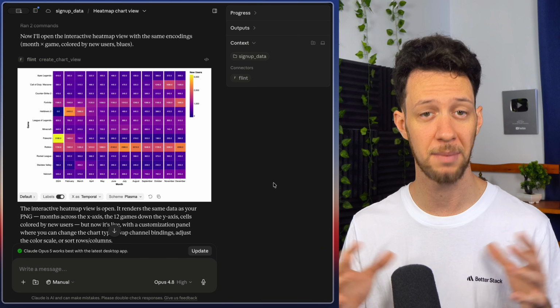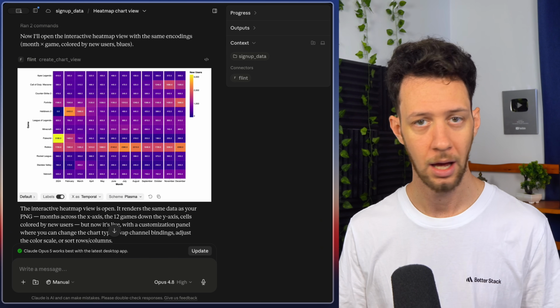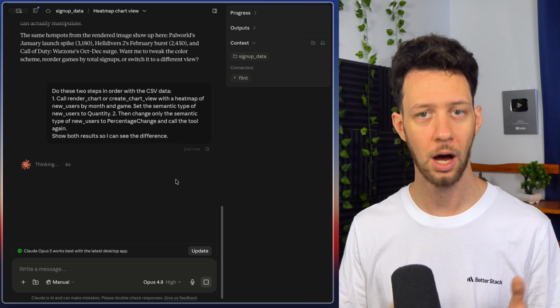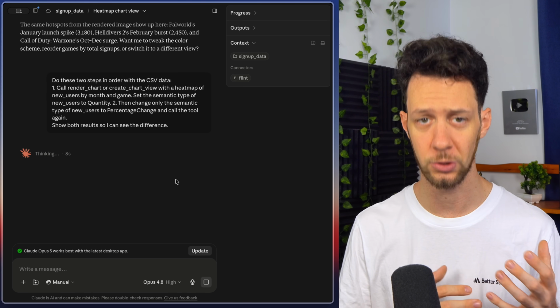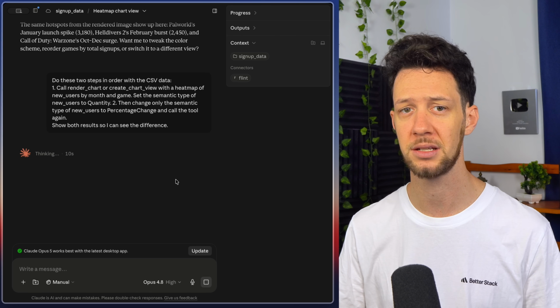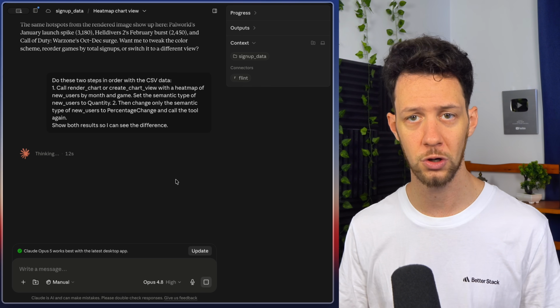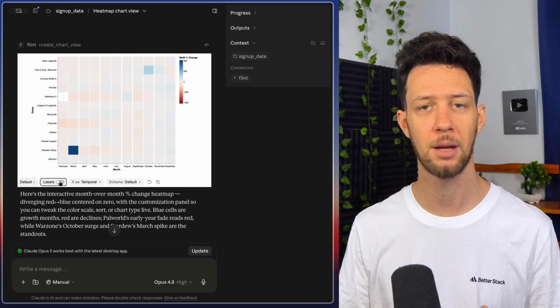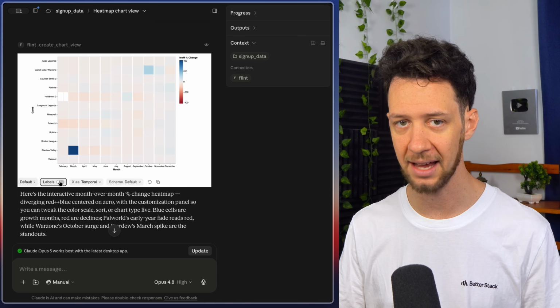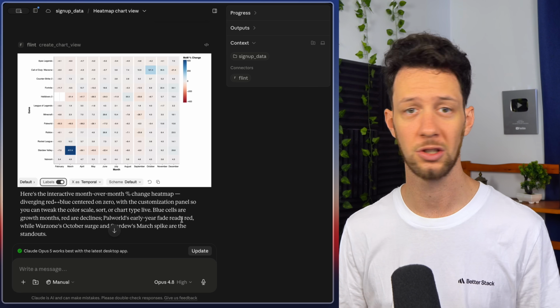Everything hangs on those semantic types. Watch this. I change one word, the column tagged quantity becomes percentage change, and the compiler flips the entire color scheme to a diverging palette, rewrites the number formatting, and rescales the axis. One word in, a dozen correct decisions out. Now, think of it like this. You tell Flint what the data is, never where the pixels go.